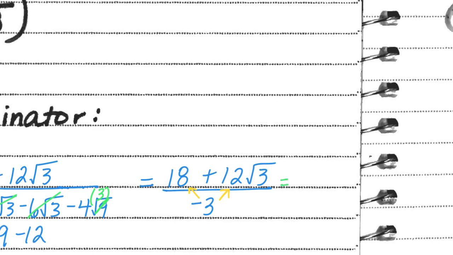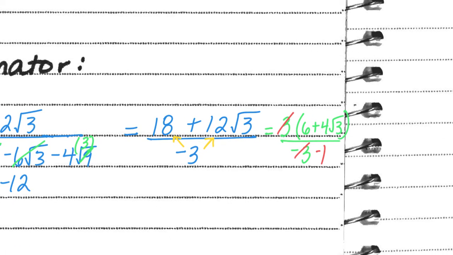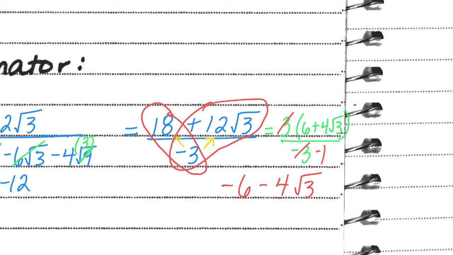So if you want to take time to pull out that 3 here, then you have 6 plus 4√3 all over negative 3. And then you could say, oh yeah, those reduce to be negative 1. So my final answer is negative 6 minus 4√3. I think it's almost easier to say 18 divided by negative 3 is negative 6. And positive 12 divided by negative 3 is negative 4. So this is our final answer.